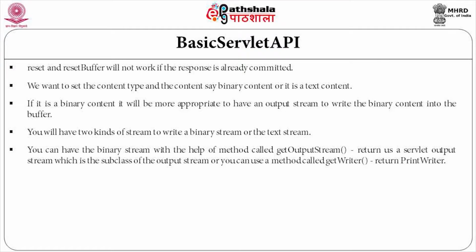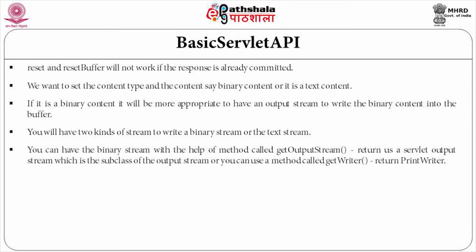We have our background from Java IO, which indicates that we have those two types of streams, the binary streams and the character streams. So, if the type of content you are writing is binary content, say you are sending an image, you would have selected a content type to be maybe image slash GIF or image slash JPEG or any such binary content, in which case it would be appropriate to use an output stream to write into the buffer.